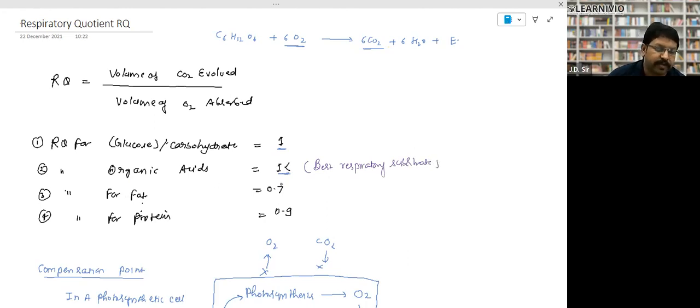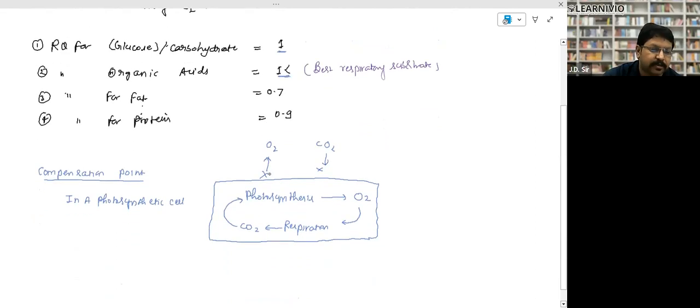Fat, it's 0.7 that has been asked. Protein, 0.9 that has been asked. Both questions have been asked, right?